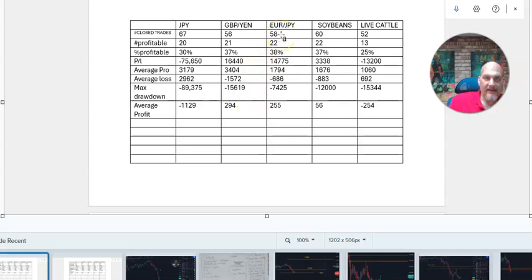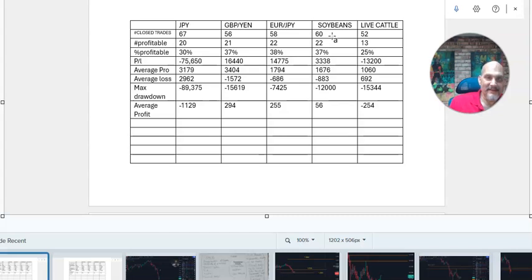Euro yen, 58 closed trades, 22 winners, 38% win-loss ratio. P&L, 14,775. Average profit, 1,794. Average loss, 686. Max drawdown, $7,425. Average profit, $255 per trade. Okay, 3-year period. I threw some commodities in here to act like it was a portfolio, and I put live cattle in there. Live cattle is nasty.